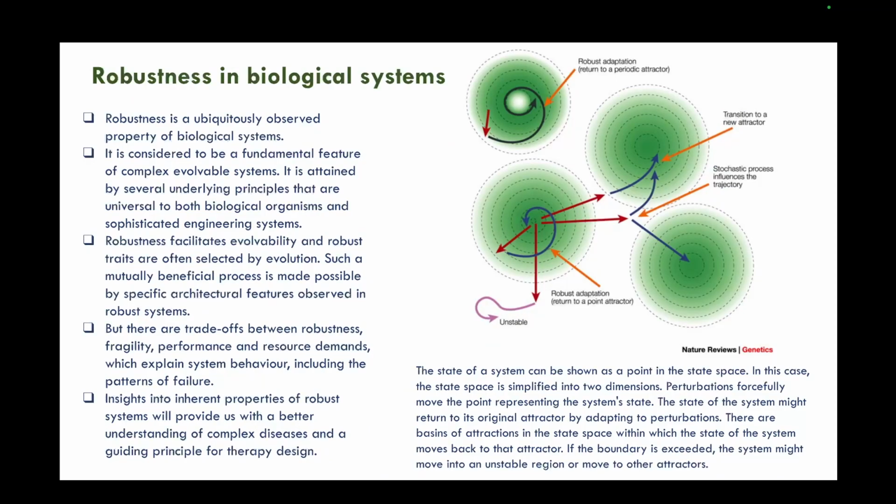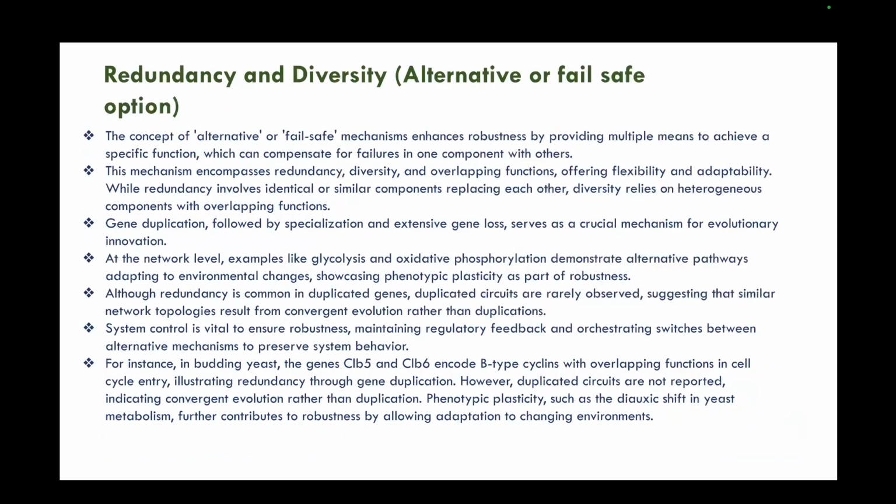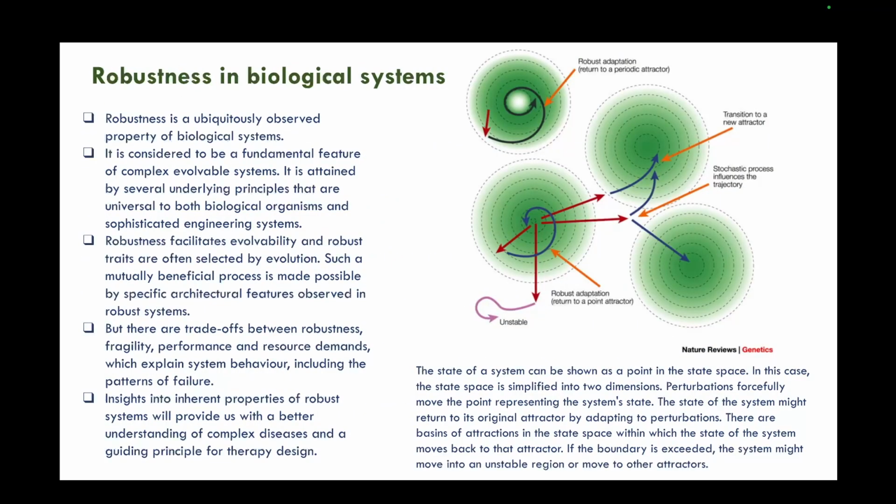So ultimately we come to robustness in biological systems. We have talked a lot about robustness today in the beginning, but just to give an overview, it is considered to be a fundamental feature of a complex evolvable system. It is attained by several underlying principles that are universal to both biological organisms and sophisticated engineering systems. Robustness facilitates evolvability, and robust traits are often selected by evolution. Such a mutually beneficial process is made possible by specific architectural features observed in robust systems.